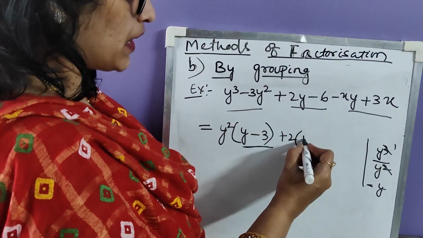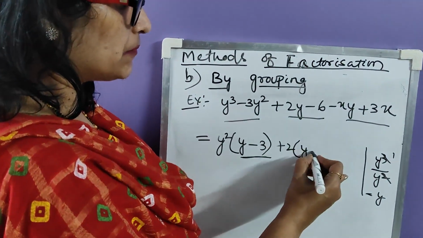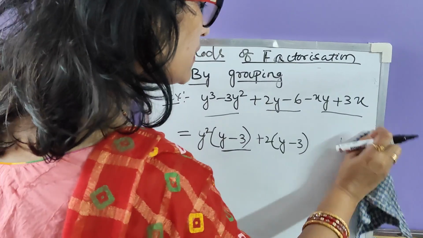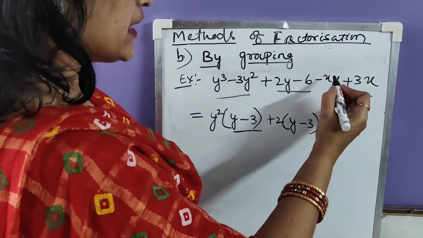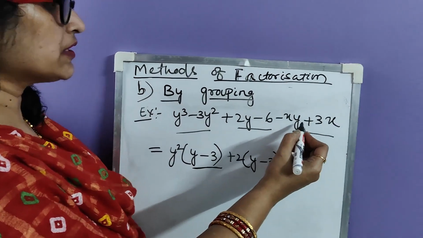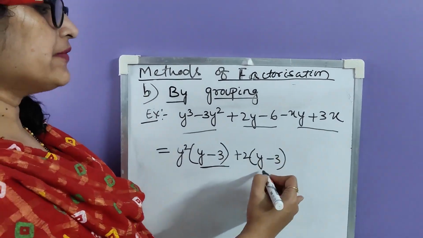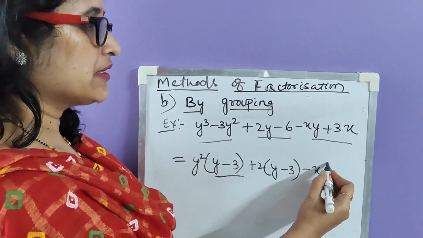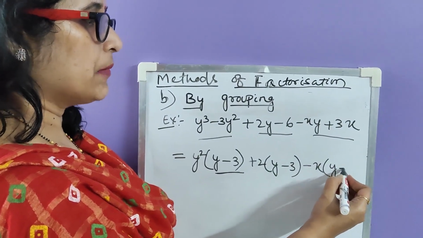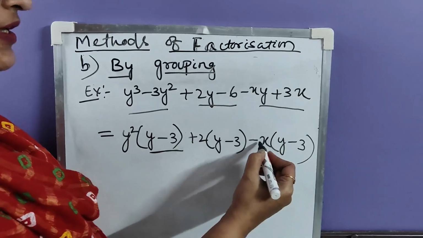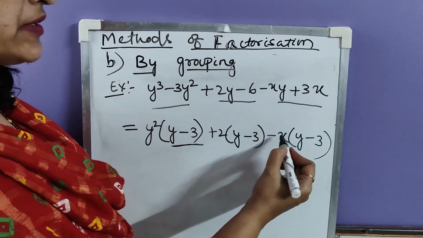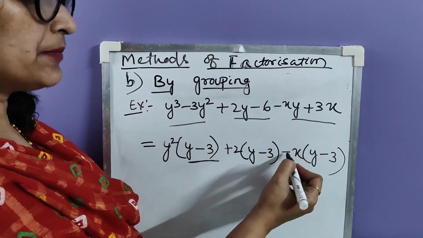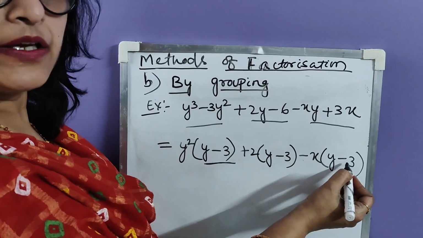Then what I will get? y, and automatically here minus 3 will come. Understood? Then next, the third one. Again I will try to take a common factor from here in such a way that I will get y minus 3 there. So what I will take from here? Minus x. Then I will get here y minus 3, x is taken, and minus times minus will give plus. Here I am taking minus common, so minus will be here.